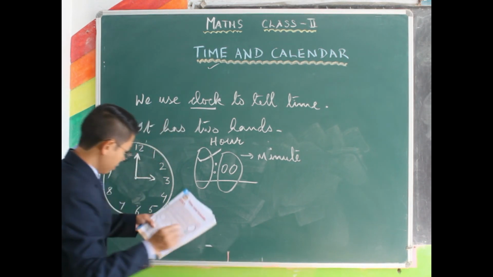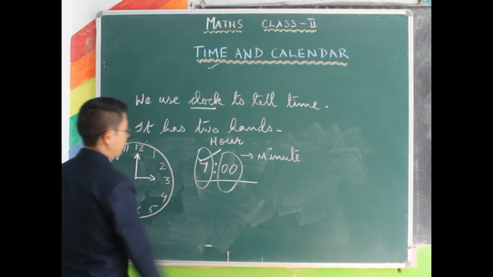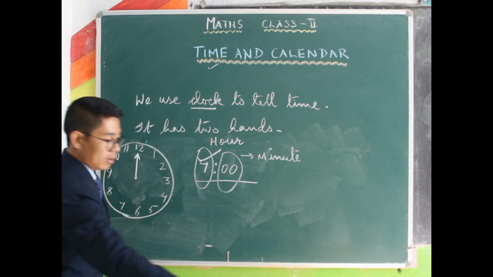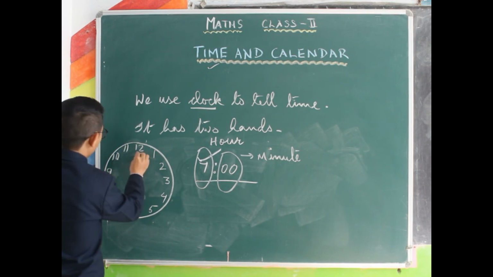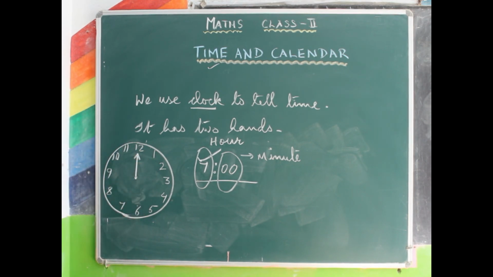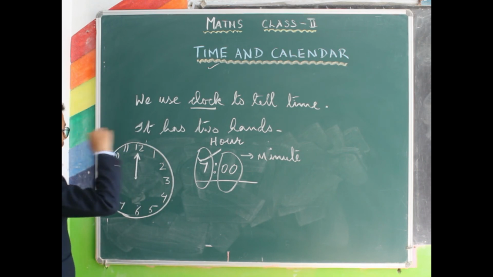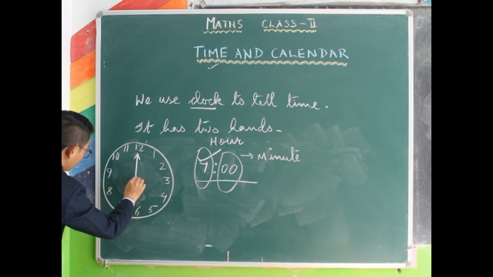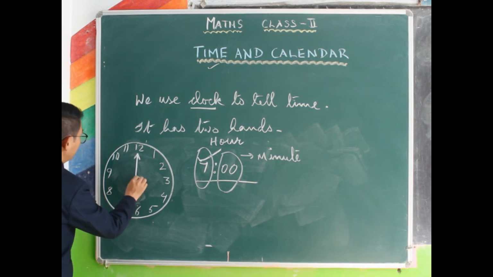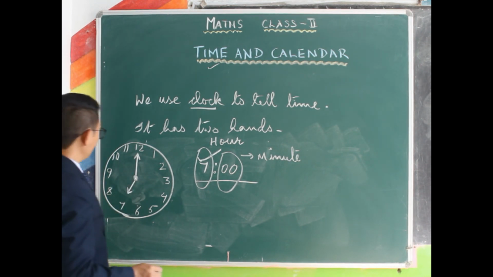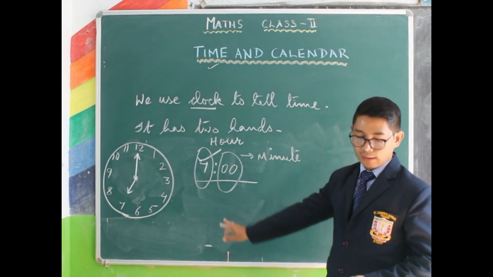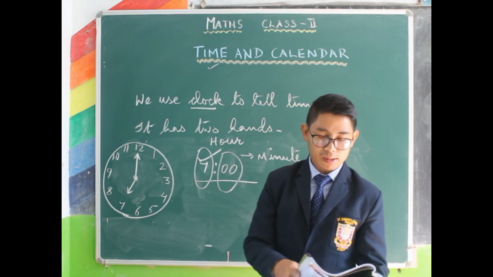Now the next time is given there, 7. Okay. 7. Now the long hand, or the minute hand, is always at 12 when you show the exact time, okay, the hour time. Now what is given there? 7. Now move your shorter hand towards 7. Okay, this means it is exactly 7 o'clock. Alright, this is very simple and easy.